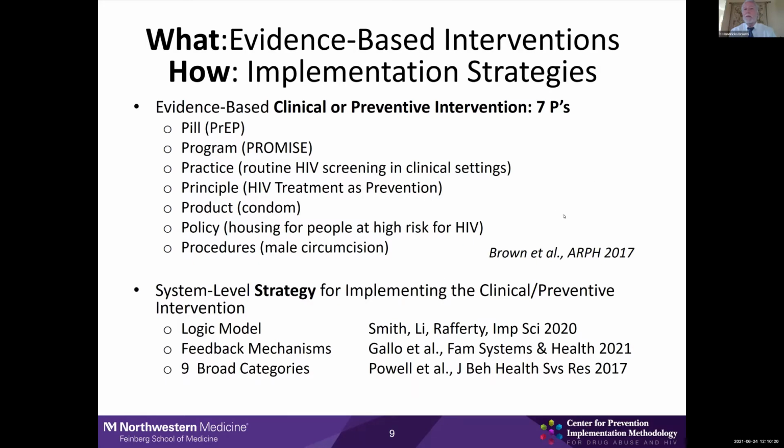But then we also talk about system level strategies for implementing these evidence-based interventions. We talk about logic models, and our colleague J.D. Smith and others have written a paper recently in Implementation Science on a logic model for implementation. Feedback mechanisms are important because we have a service system that is needing to deliver those programs. And Carlos Gallo is the first author on that. And then we can talk about what kind of categories these system level implementation strategies fall in. And Byron Powell has a paper on that. Almost all the references that I'm putting down in here are on our website that you can go to. A few of them, like Byron Powell's, are separate though.